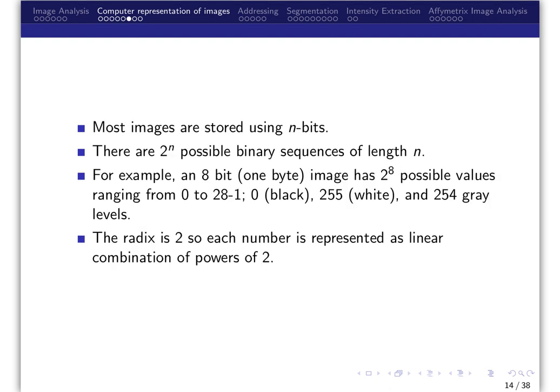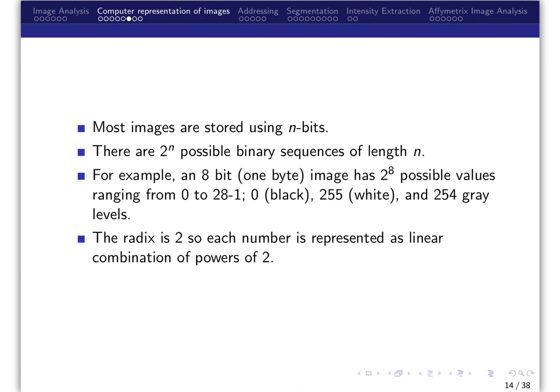The number of bits used to store one pixel of an image is called the color depth. Letting n be the number of bits, there are 2 to the n possible binary sequences of length n. For example, a color depth of 1 indicates there are 2 to the 1, which equals 2, colors available, black and white. A color depth of 2 means there are 2 to the 2, which equals 4, colors available, black, white, and 2 grayscale values.